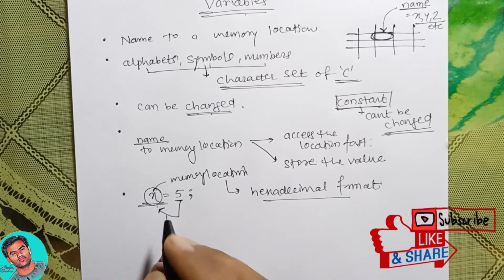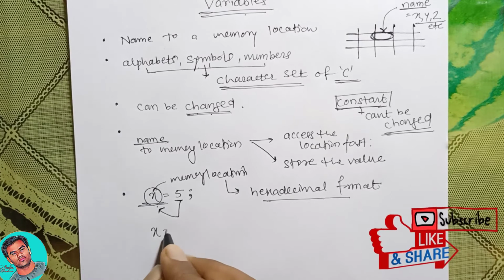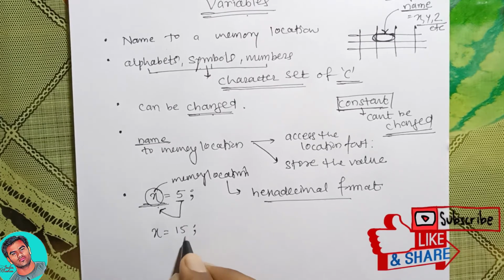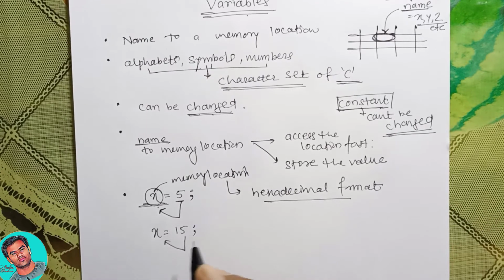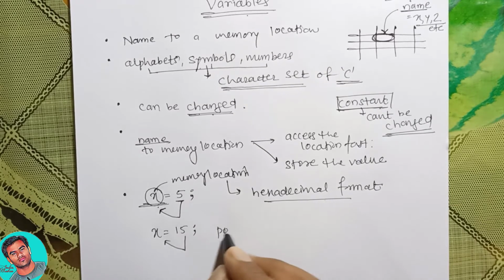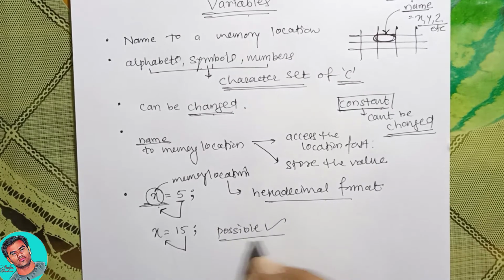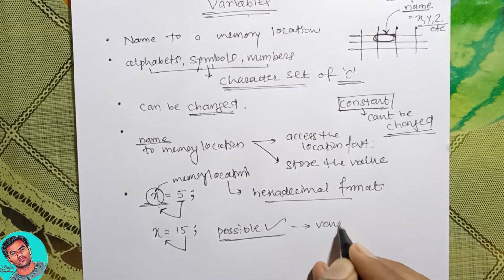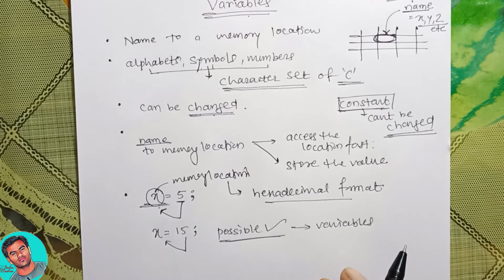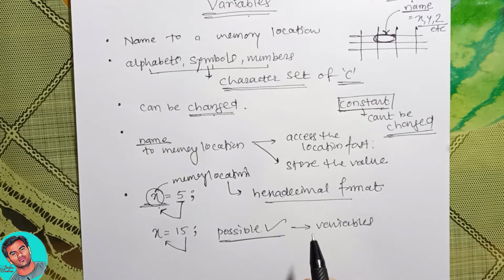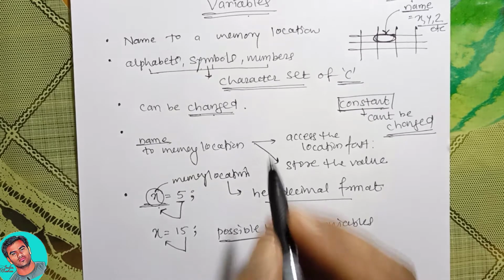But after some time, if we need the value of x to be 15, that means 15 is the value of x now. This is possible when we are using variables. If we used a constant, this would not be possible, but now we are using a variable, that's why it is possible. So, understood well? A variable is nothing but a name given to a memory location.